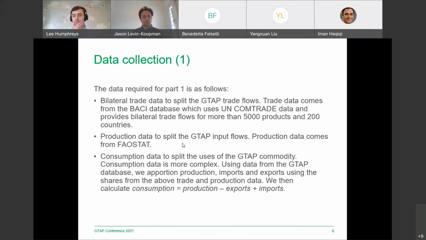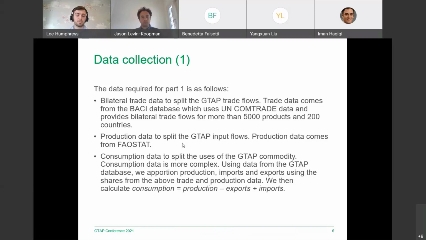In terms of the first part, splitting into beef and lamb, there are three main inputs into Splitcom. First of all, we split the GTAP trade flows. Then we also have to split the GTAP input flows, so that's the inputs into the industry. And then also the uses of the GTAP commodity, so where that commodity is being used, in terms of intermediate sectors or private consumption, and how that use is being split between these new commodities that we're looking at.